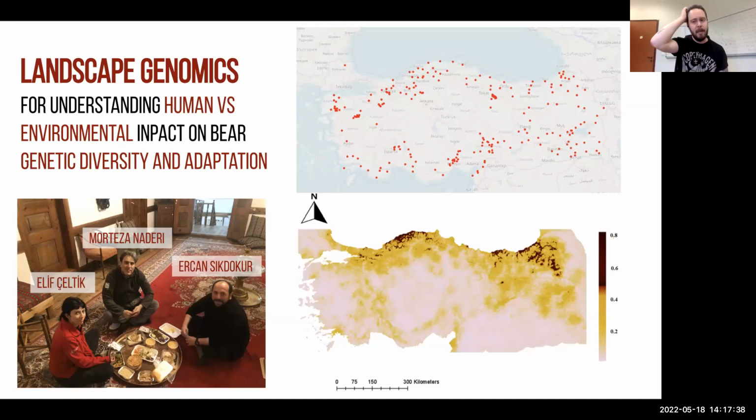And now we're in the process of sequencing these. Once we've sequenced them, we're going to look at overall genetic diversity patterns of brown bears within Turkey, but we're also going to look at human versus environmental impact on adaptation. And we're also going to look at whether sedentary and migratory behavior, which behavioral type we're seeing more frequently, and whether that frequency is increasing within Turkey. So that's going to be very important in telling us which type of lifestyle or what variant we should be protecting.